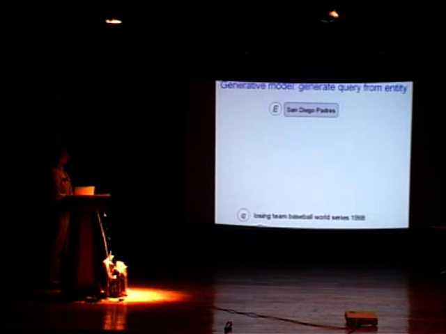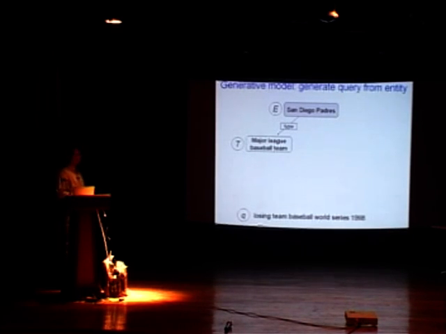So the user starts with a secret answer, which is San Diego Padres. The user samples a type. So San Diego Padres is an organization. It's a sports organization. It's a major league baseball team. It's a major league baseball team in the US.